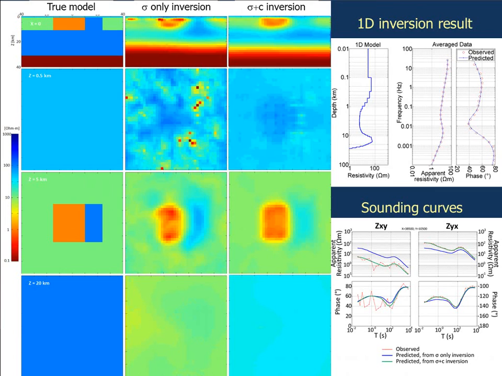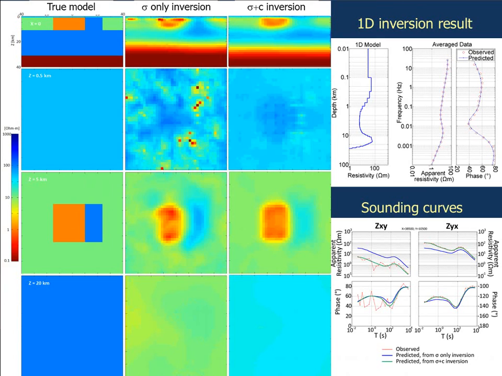And this is the average data. So we have average apparent resistivity and phase, observed circles, predicted lines. And this is the final predicted data for one of the stations. We're seeing sounding curves for principal impedances, XY and YX. And the red is our observed data.